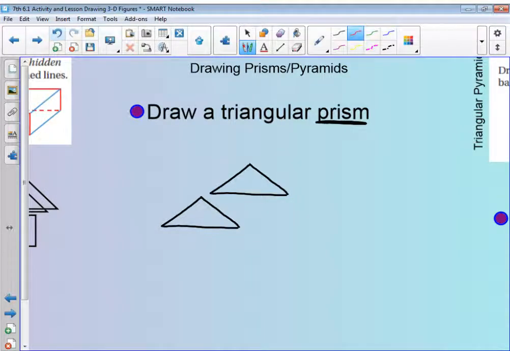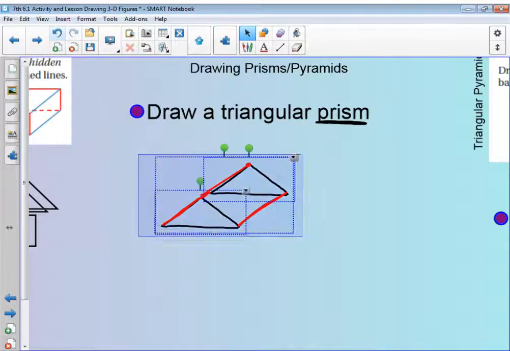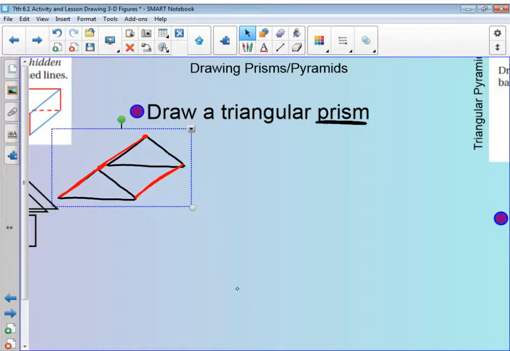Now I'm gonna go ahead and connect my corresponding vertices with straight lines. Okay, so there's my triangular prism. Set that off to the side.